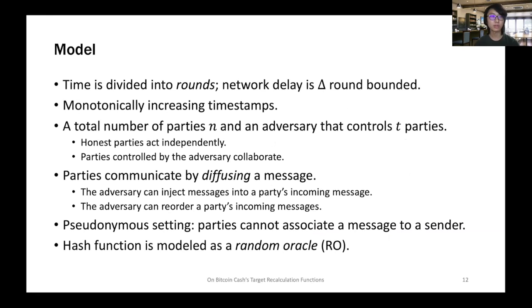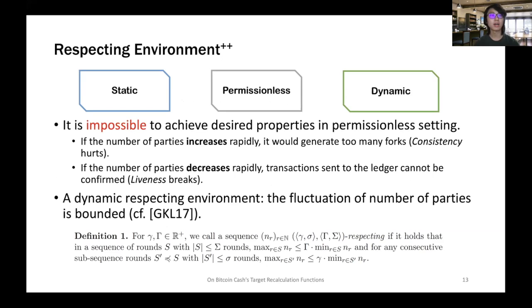First, let's take a quick look at our model. Our model generally follows that in GKL17 with a delta-round bounded network delay. We also assume monotonically increasing timestamps, which is slightly different from the real world protocol. We will carry out our analysis in this respecting environment, which is neither static nor permissionless. The reason is that it is impossible to achieve any desired property in the permissionless setting, because consistency and liveness can be broken when the number of parties increases or decreases rapidly. Therefore, our analysis will be in what we call a dynamic respecting environment. We will bound the fluctuation of the number of parties in a fixed number of rounds.